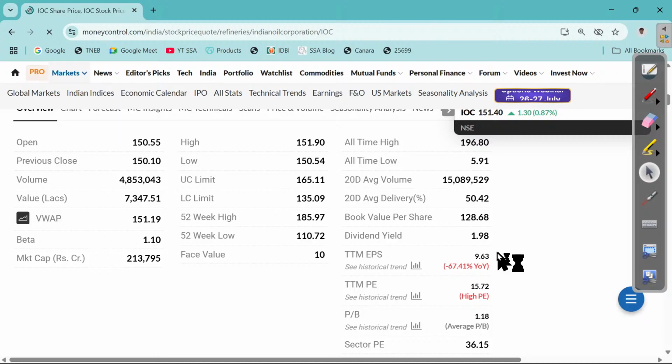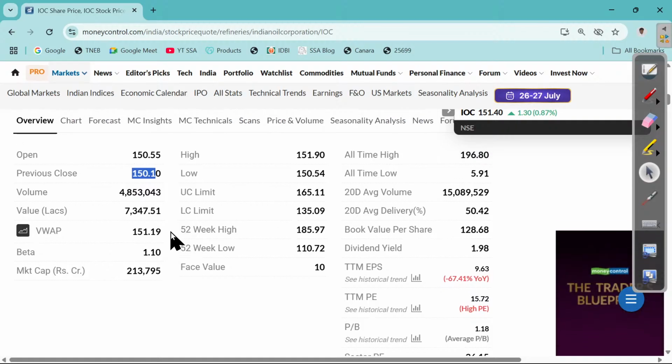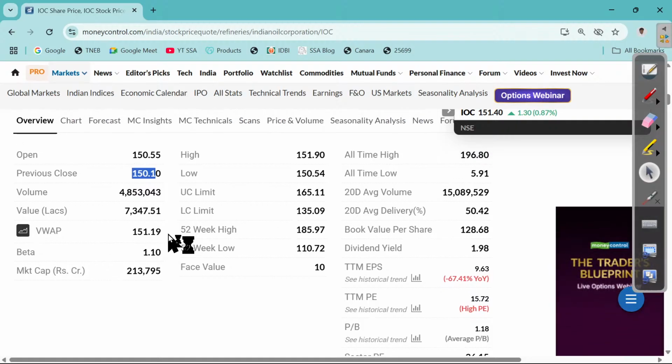What is the dividend per share? 2 percentage. It's dividend yield. Dividend yield means 2 percentage. For 150, 2% should be how much? 3 rupees. 3 rupees they have paid the dividend. Is that okay?